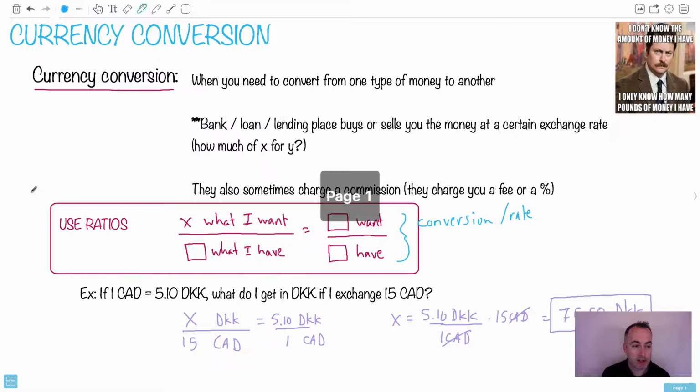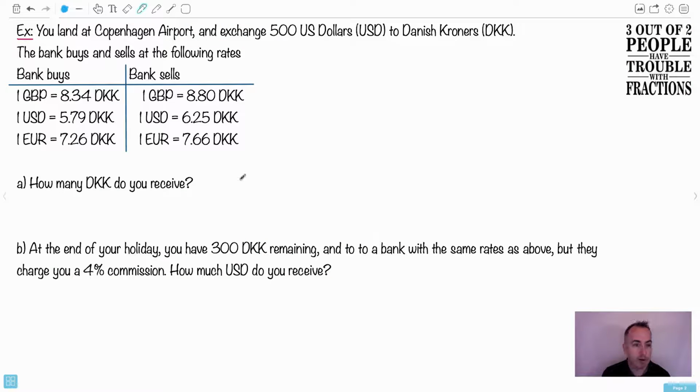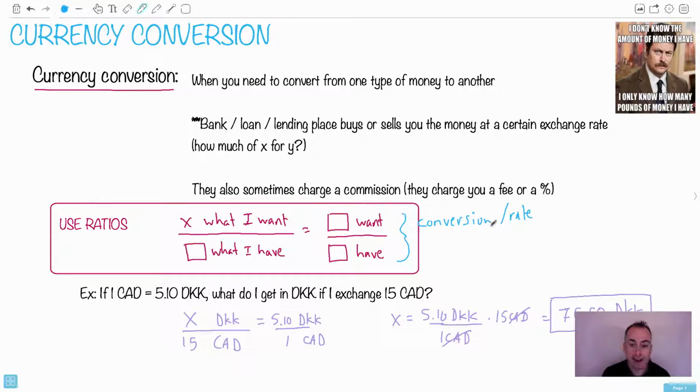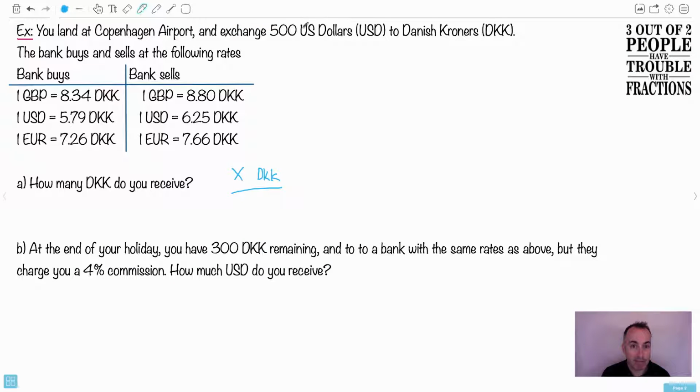So if you use that little trick that I showed you over here, X equals what I want. I always just start off with what I'm looking for. So I want X, and what are the units I'm looking for? I want kroners, don't I? So I put in DKK. Then I divide that by the thing that I have. Look back here. What is it that I have? Well, I have in my pocket, so to speak, 500 USD, US dollars.